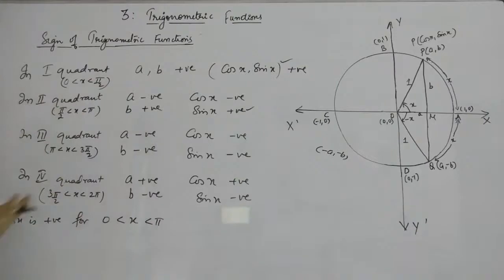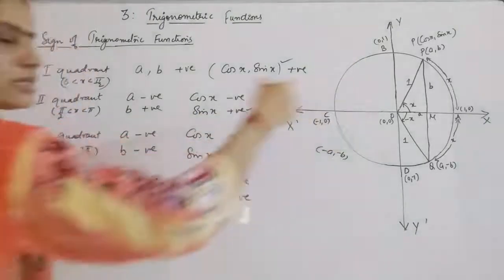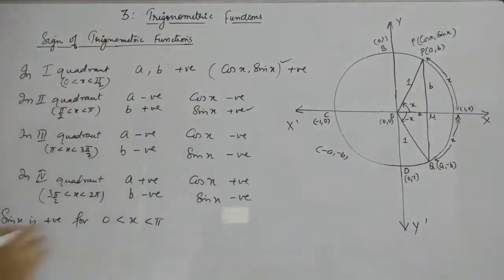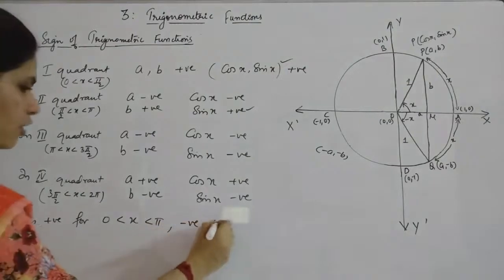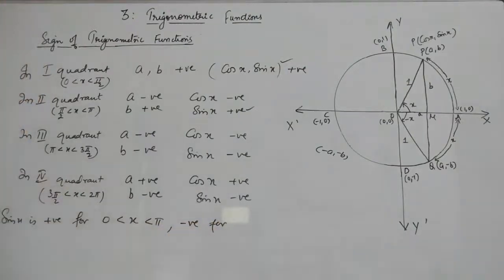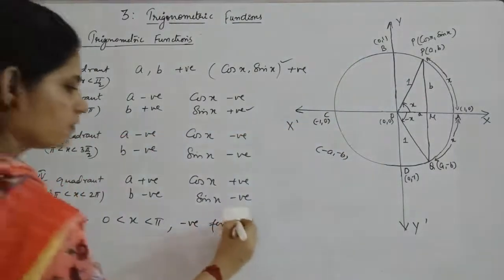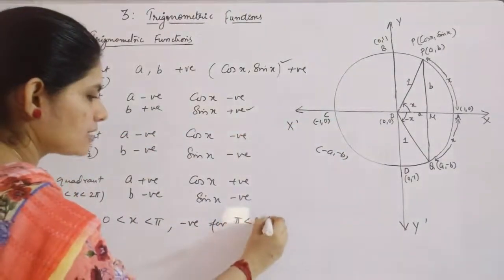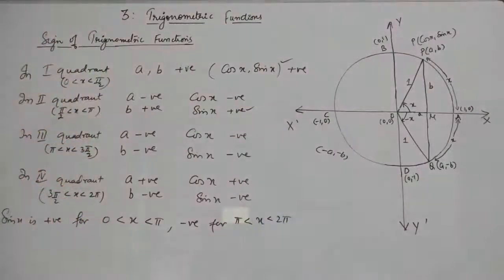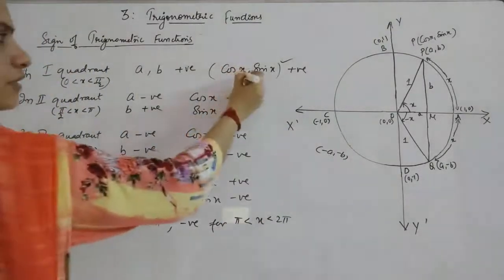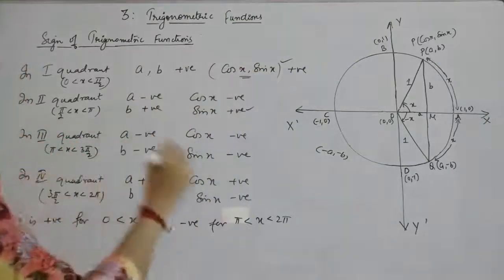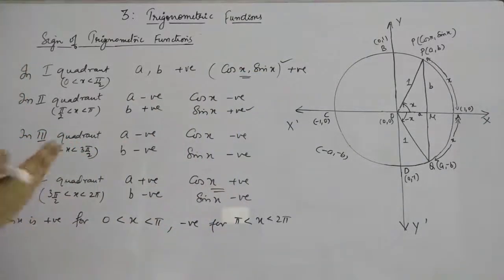Till pi, that means till this point, the sine value will be positive, and negative from where to where? From this. In the third and fourth quadrants it is negative, so you can write for pi less than x less than 2 pi, till your fourth quadrant. Okay, now going for the cos, in the first quadrant it is positive, and in the last quadrant it is positive, that is in the fourth quadrant.